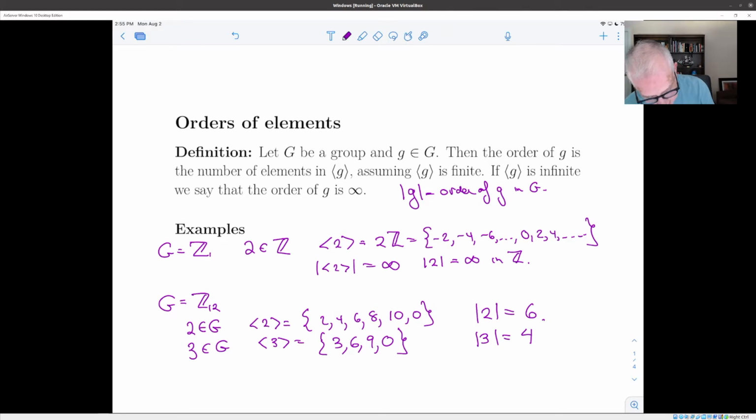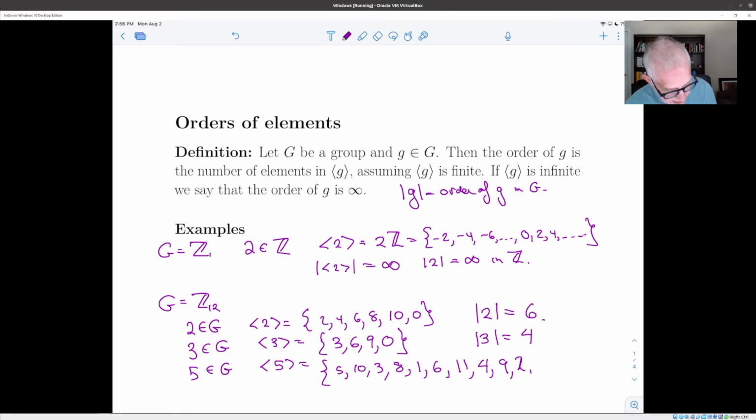And we could look at 5 in G. The cyclic subgroup generated by 5 consists of 5, 10, 15, which is 3, 8, 13, which is 1, 6, 11, 16, which is 4, 9, 14, which is 2, 7, and then finally 12, which is back to 0. And if you count these up, you see there's 1, 2, 3, 4, 5, 6, 7, 8, 9, 10, 11, 12. There are 12 elements in there, so the order of 5 is 12.